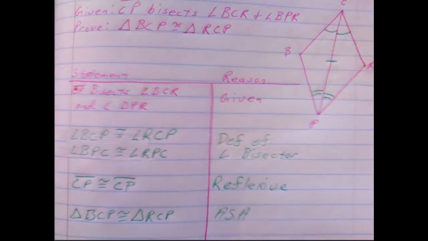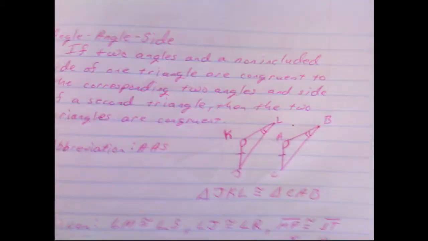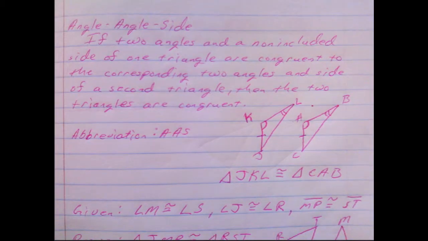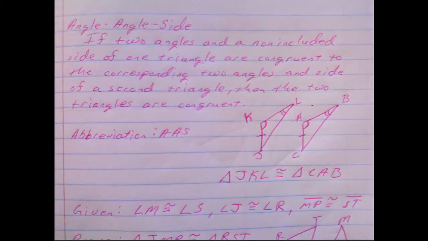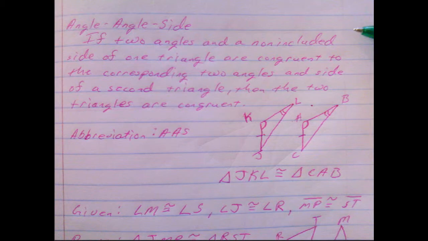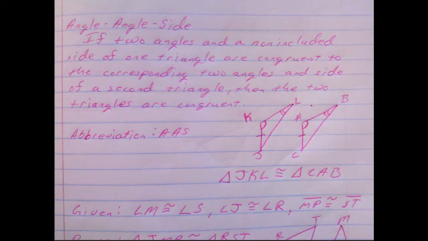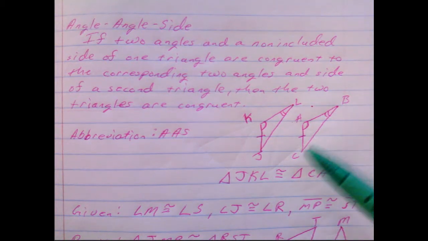Alright, great. Let's look at another postulate. So our second one today is angle, angle, side. So this one is nice because it goes right along with our other one. So this time if we have two angles and a non-included side of a triangle that are congruent to the corresponding two angles and side on a second triangle, then those two triangles are congruent. So the big thing here is that it needs to be the corresponding side since it's non-included.